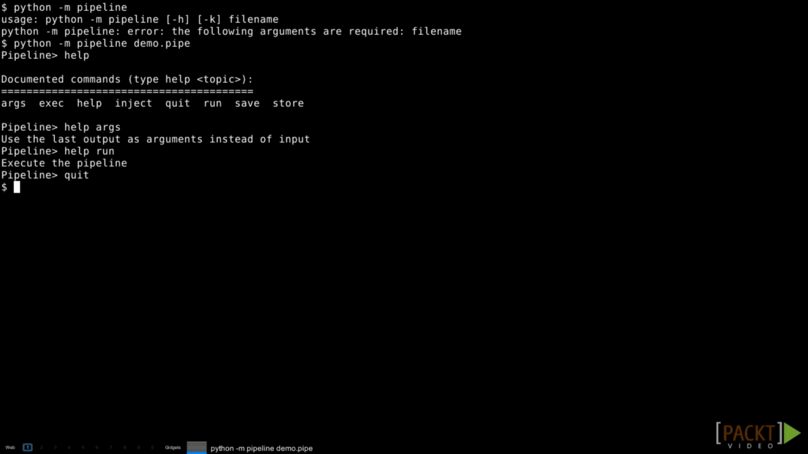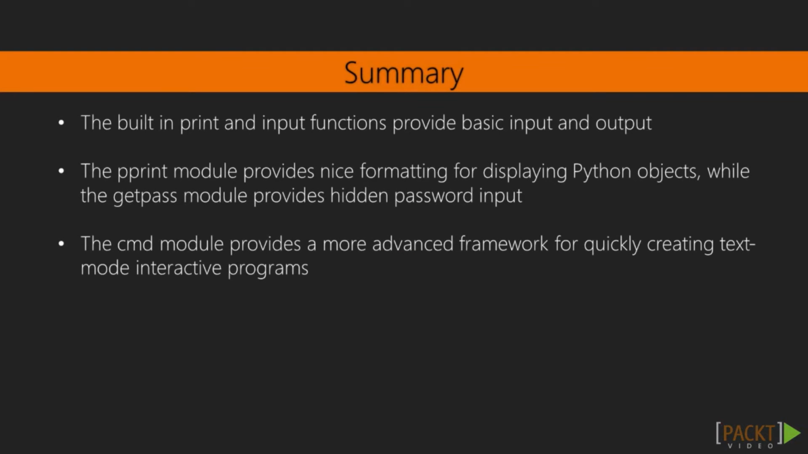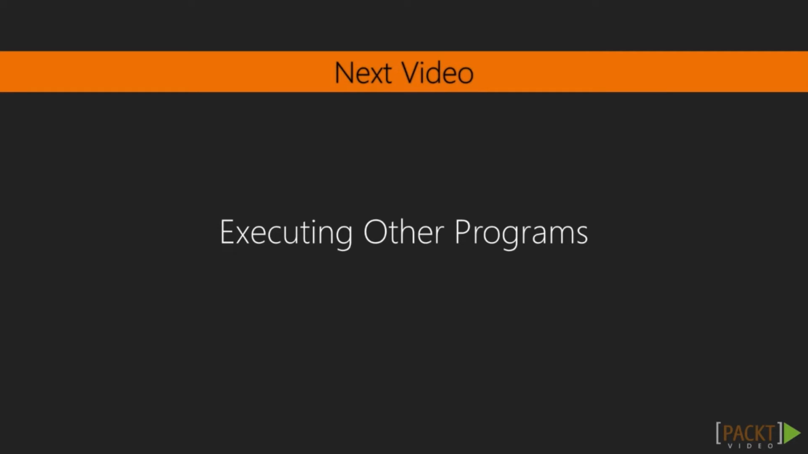So there we have a pretty decent user interface, and with very little work on our part. That's it for the text mode interaction. The built-in print and input functions provide basic input and output. The pprint module gives us nice formatting for displaying Python objects, while the getpass module provides hidden password input. The cmd module provides a more advanced framework for quickly creating text mode interactive programs. In the next video, we'll look at how to actually run other programs from inside our code.